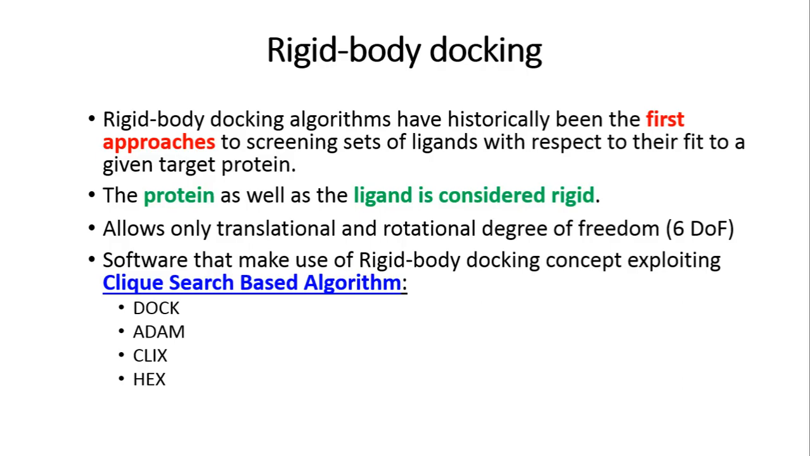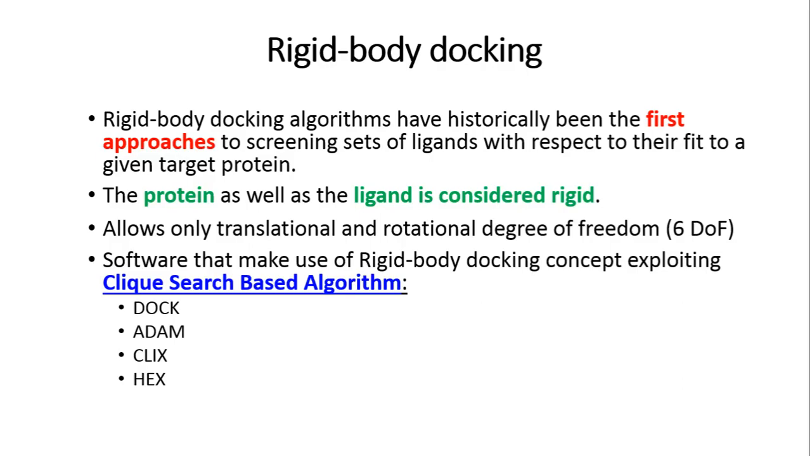So translational and rotational degrees of freedom, that is, you are only allowed to move and rotate the two molecules when you want to fit them into one another. Okay, so nothing else is allowed. You can either rotate the ligand or translate the ligand. You can move it and you can rotate it. Only these two things are considered.